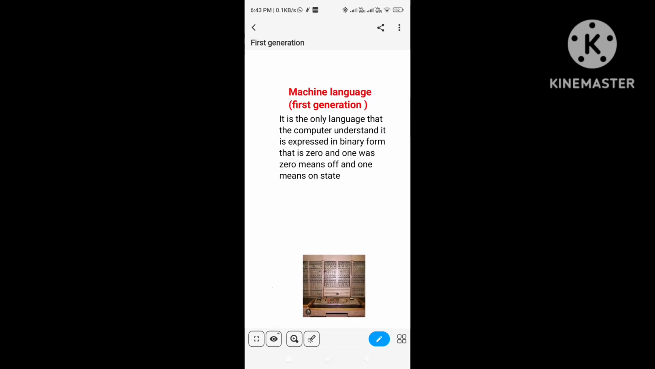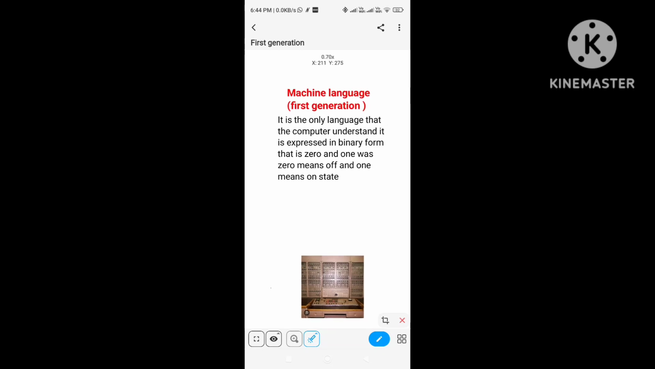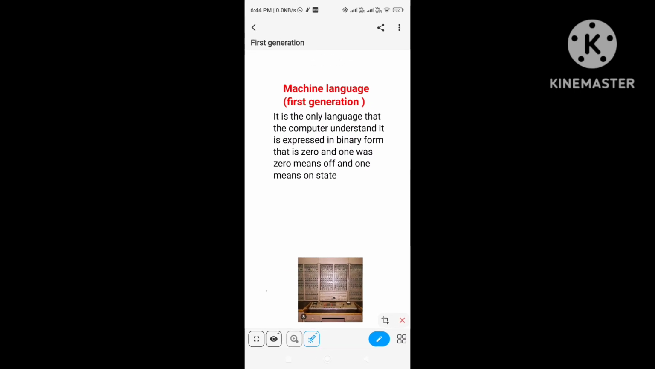See, this is a first generation computer. It is the language of first generation. It is the only language that the computer understands. Other than this language, the computer understands nothing.